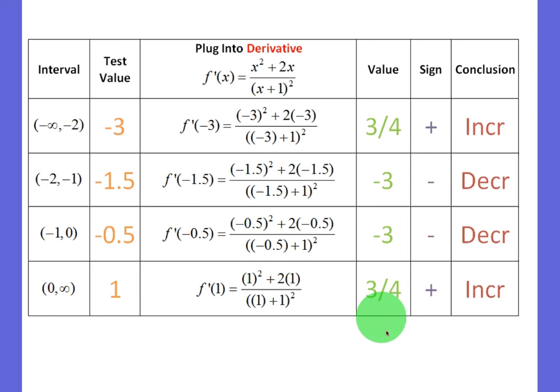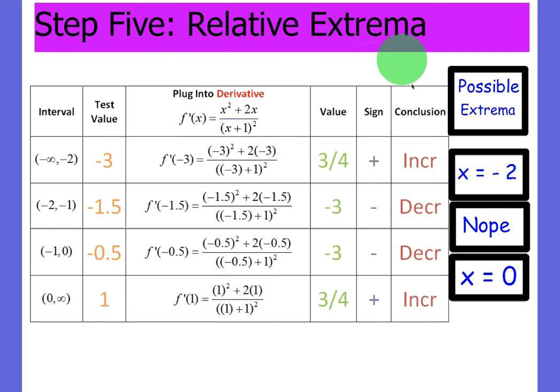We get 3/4 back, so it's going to be increasing again on that interval. For step 5, we're going to put in our relative extrema column. We know that at negative 2, it goes from increasing to decreasing, so there's a possible relative max there. But at negative 1, it goes from decreasing to decreasing, so no relative extrema there. At 0, it goes from decreasing to increasing, so that's a possible relative min at x equals 0.